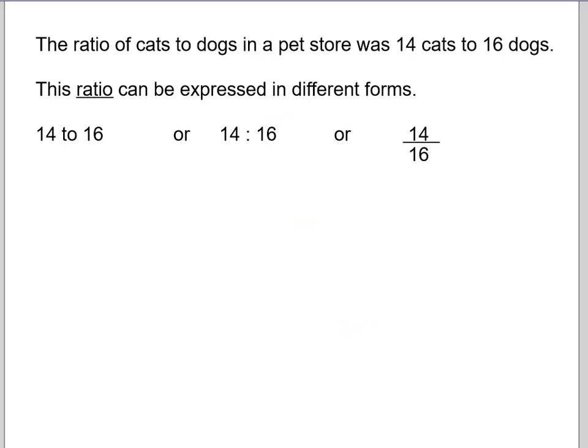The ratio of cats to dogs in a pet store was 14 cats to 16 dogs. So this ratio can be expressed in a number of different forms. I find it very handy to write little notes underneath some of the numbers because it's easy to lose track. So 14 cats and 16 dogs. It just lets me keep track of which one's which. So you can use the word "to", you can use these two little dots or a colon in between, or you can write it in fraction form. And what we'll find usually is fraction form is actually very helpful, especially when we have to solve different types of proportions.